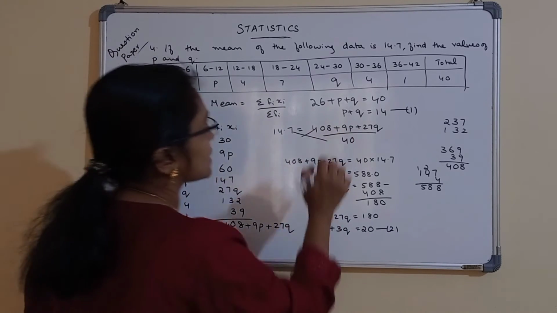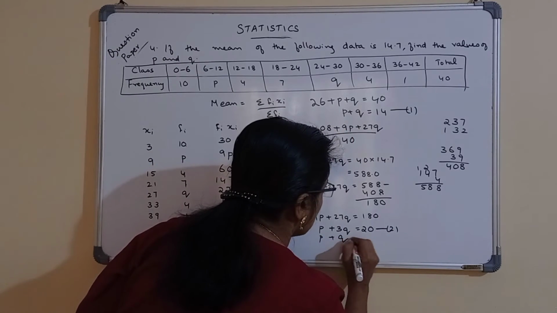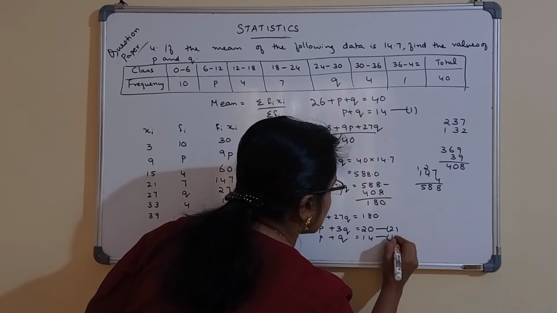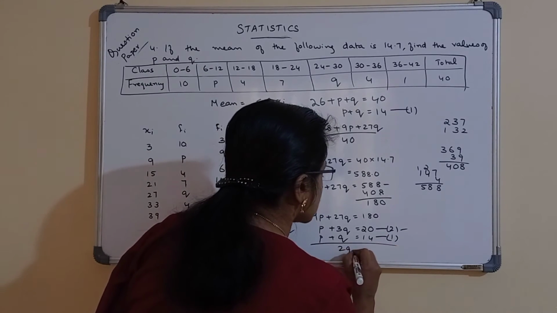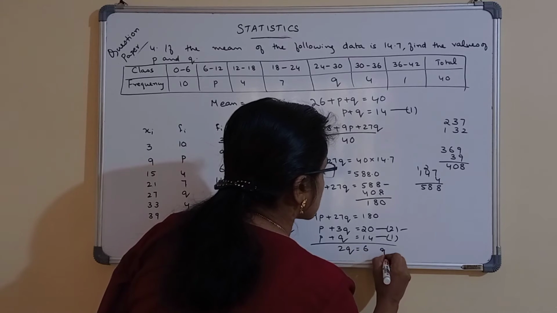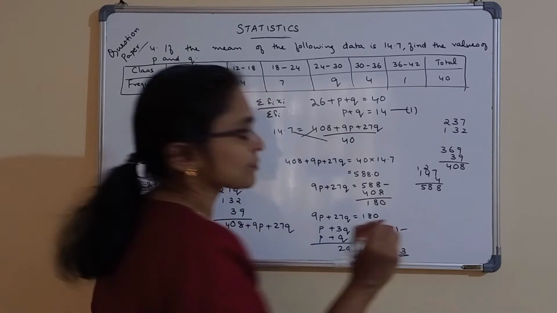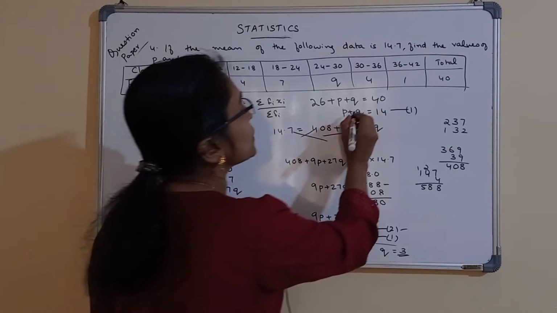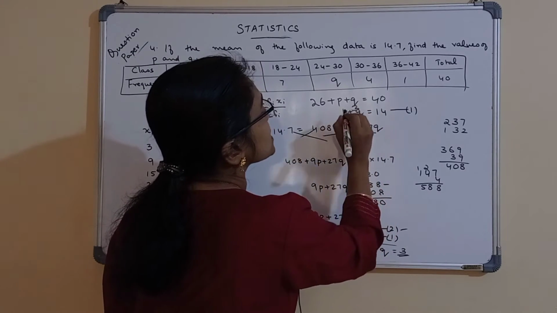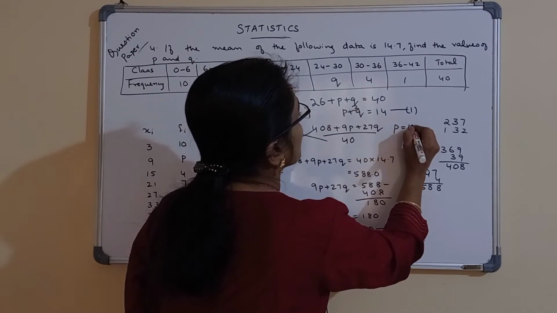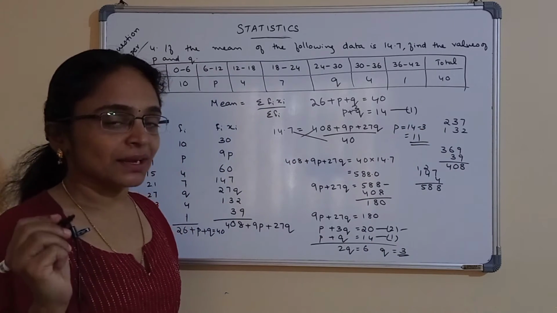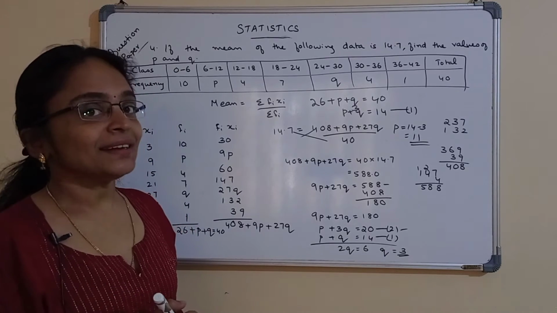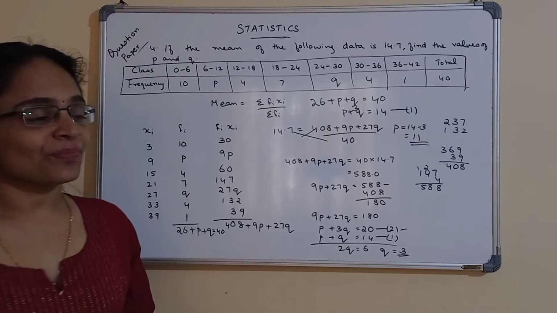And equation 1 is p plus q is equal to 14. So subtracting equation 1 from equation 2, we will get 2q is equal to 6, which means q equal to 3. What is p? P equal to 14 minus 3, which is equal to 11. So the values of p and q here are 11 and 3. Okay, understood?